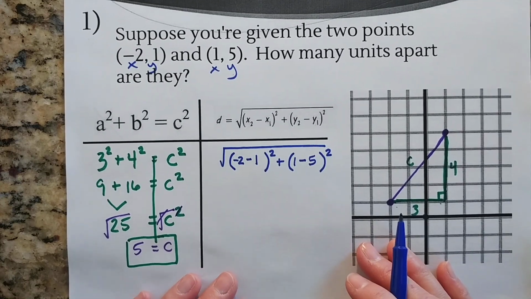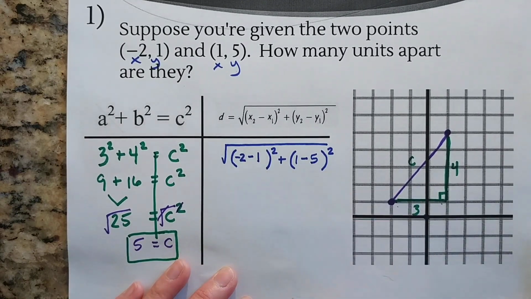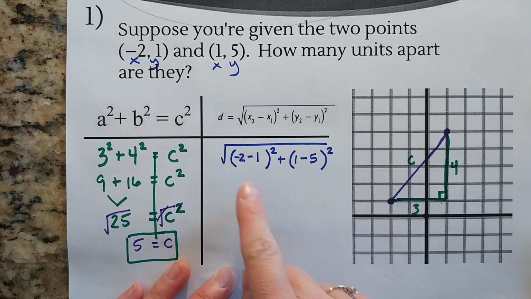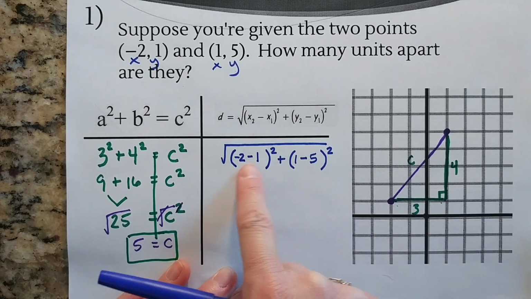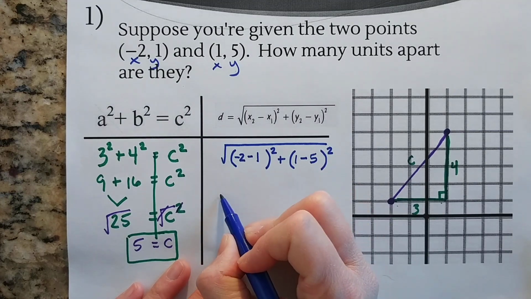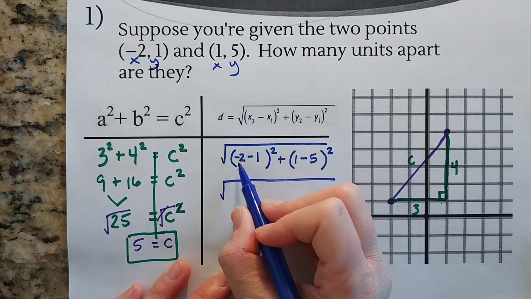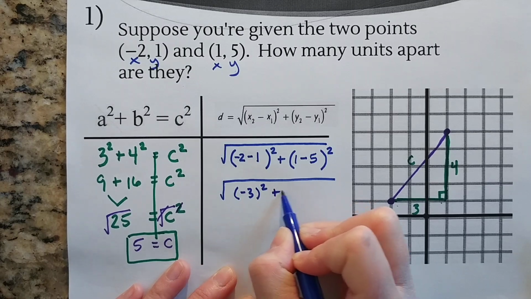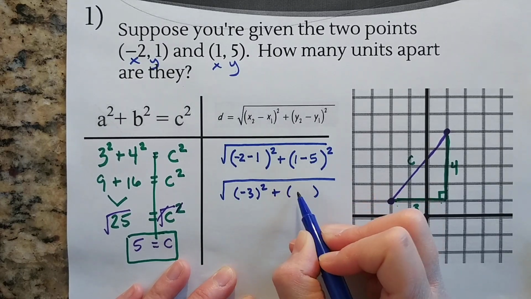Now I'm going to simplify. I have to use order of operations. So remember, order of operations is PEMDAS, parentheses first. So I have to do what's in the parentheses first. Negative 2 minus 1 is negative 3. 1 minus 5 is negative 4.